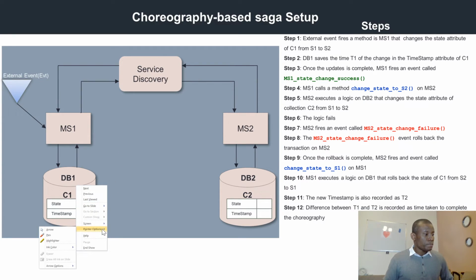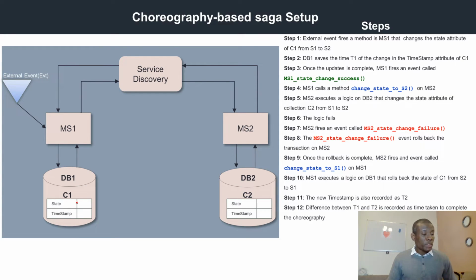Okay, so it changes the state of this order. The initial state was S1. This external event comes in and changes the state of this collection to S2. At this point, the next step is that the database is going to save the timestamp.